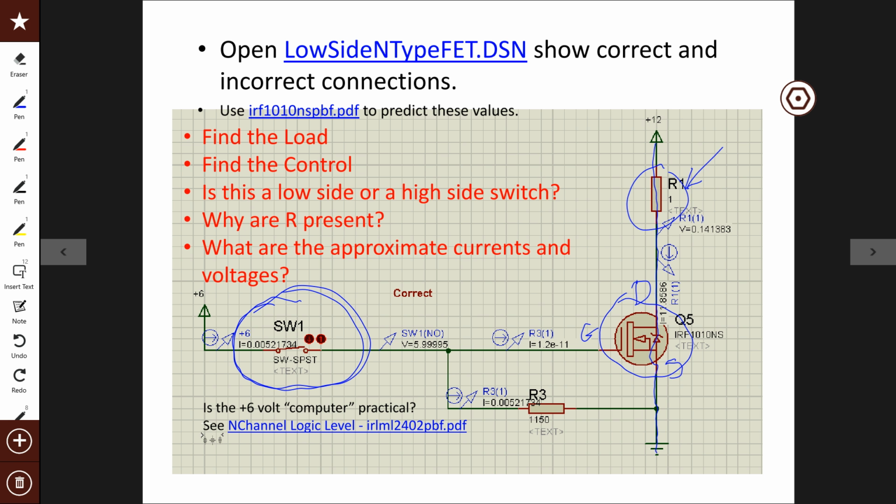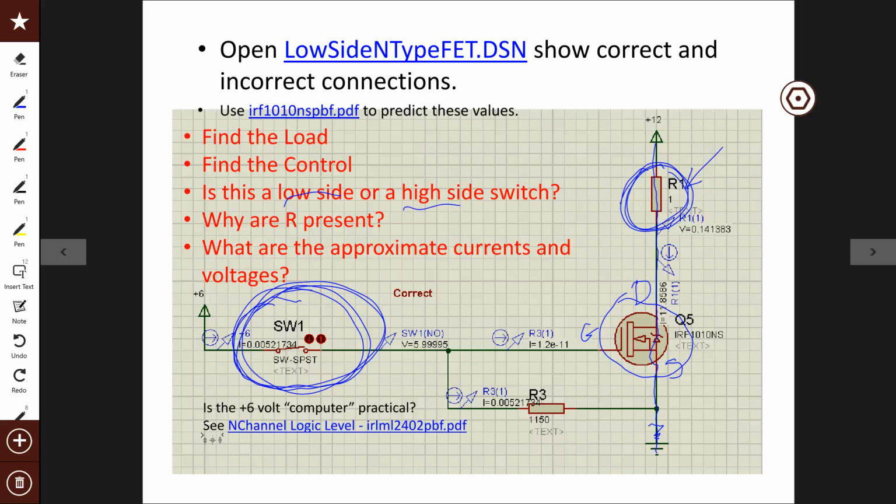Why is it up there? I don't know. It's just the way I drew it. Maybe you want it down here, whatever. But this guy right here is the load. That's the thing you're trying to turn on and off. All right, so that's the load. Find the control. The control is back over here, because this is what controls the FET and turns the FET on and off. Right? Pretty simple.